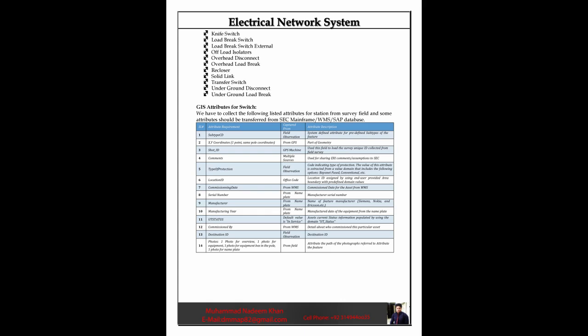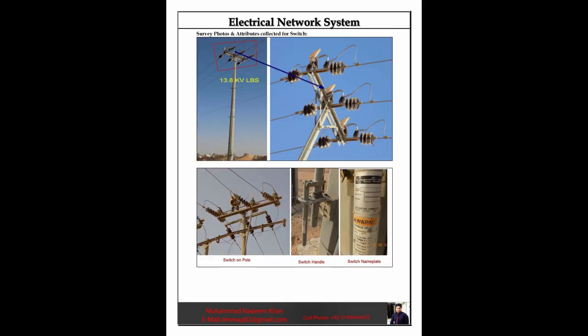GIS attributes for switch. We have to collect the following listed attributes for station from survey field and some attributes should be transferred from SEC mainframe/WMS/SAP database. Survey photos and attributes collected for switch.